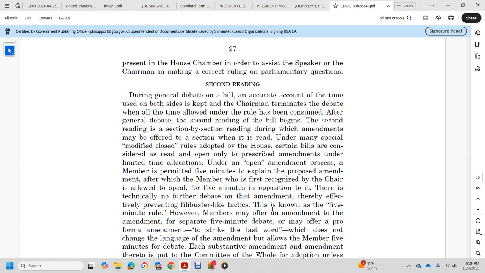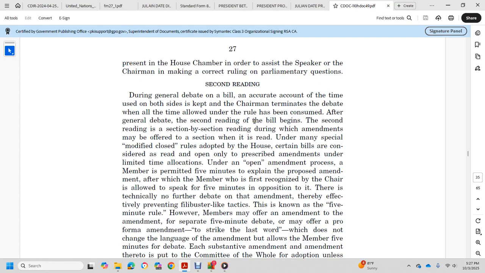Second reading of the bill begins with the reading of the section, during which amendments are offered when the section is read. Under many special rules adopted by the House, the bill is considered as read and open to amendment under the limited time allocation. Under the open amendment process, a member may speak for five minutes to explain the proposed amendment, and the member who is first recognized by the chair in opposition is allowed to speak five minutes.